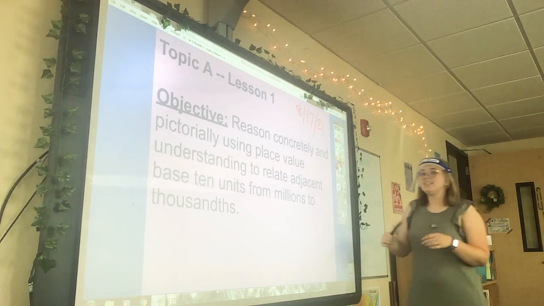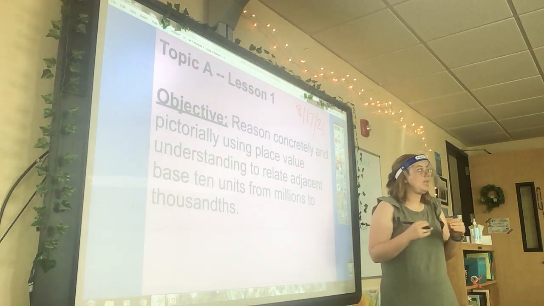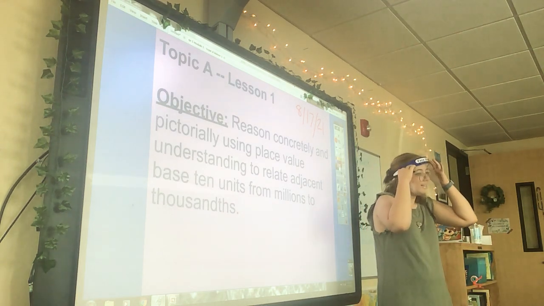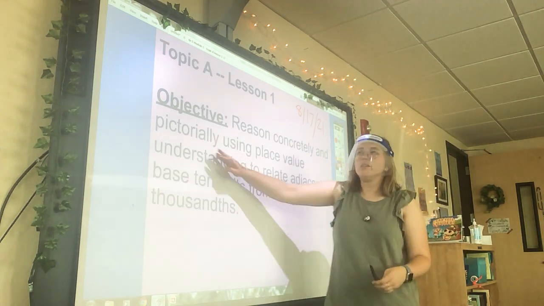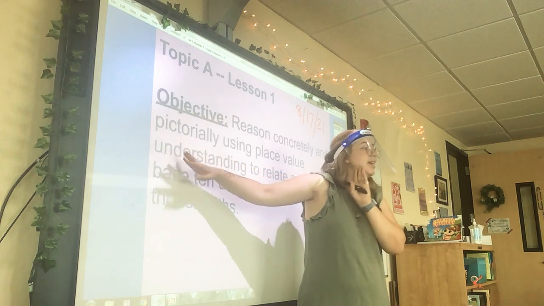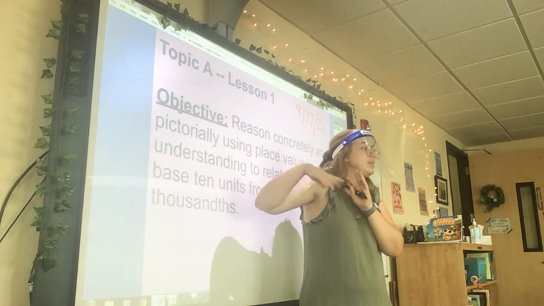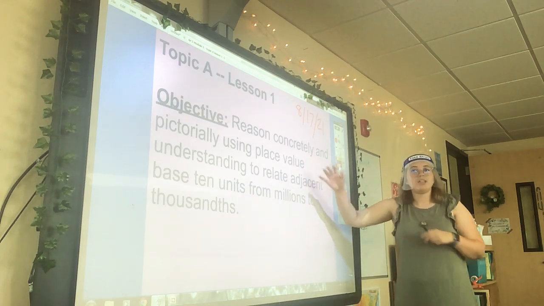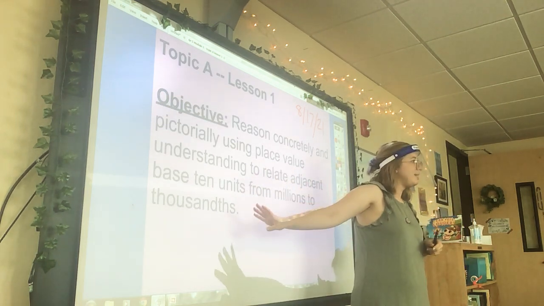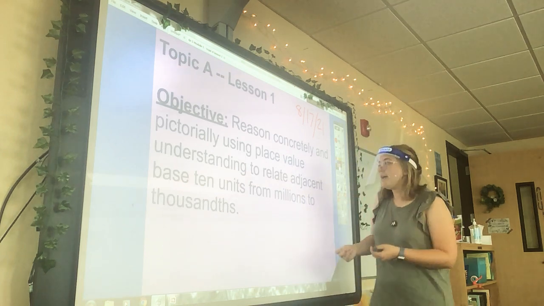We're going to reason concretely and pictorially, meaning we're going to understand with our minds, and we're going to understand using pictures. For today, it's going to be place value discs. We're definitely going to use place value discs today. Using place value understanding, we're going to take what we learned last year about place value and bump it up a little bit.